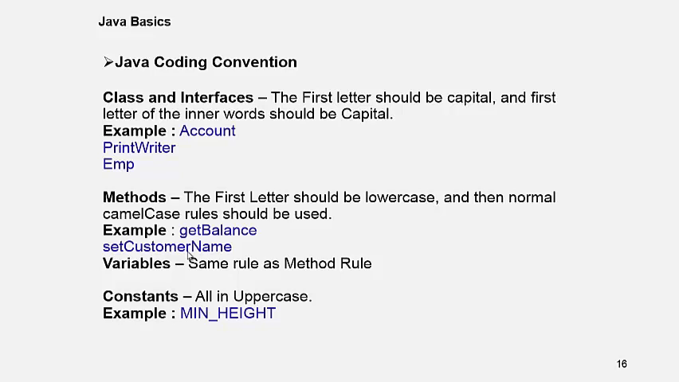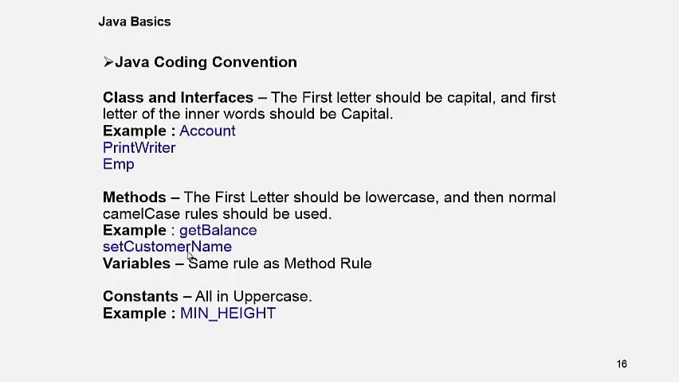For a class or an interface, the first letter should be capital, and the first letter of each inner word should be capital. Like this: Account, PrintWriter, Employee. A is capital, P and W are capital, E is capital. For methods, the first letter should be lowercase and then the normal camel case rule should be followed. Like this, the getBalance method.